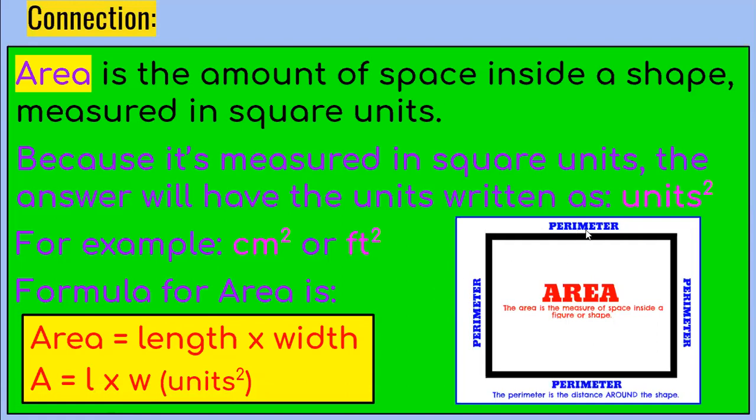The perimeter is the measurement of the lines outside of the shape. So if I get a piece of string and stick it to these borders and I measure the string, I will get how long this outline is. That would be a perimeter. The area is the space inside. Is that clear?